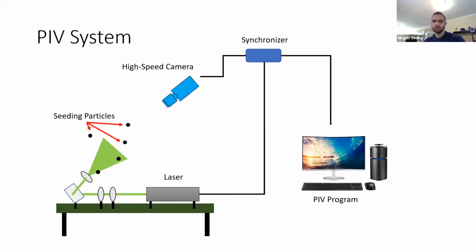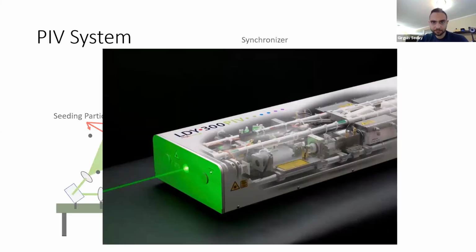And everything goes into a computer that does the high level control and the post processing. You can also vary the options, like the exposure of the camera, the intensity of the laser, and other settings related to the image acquisition.